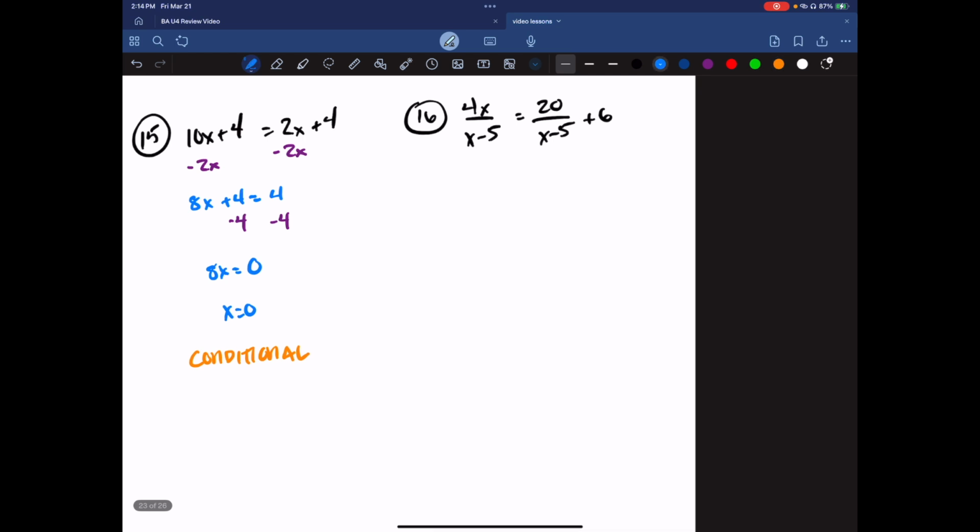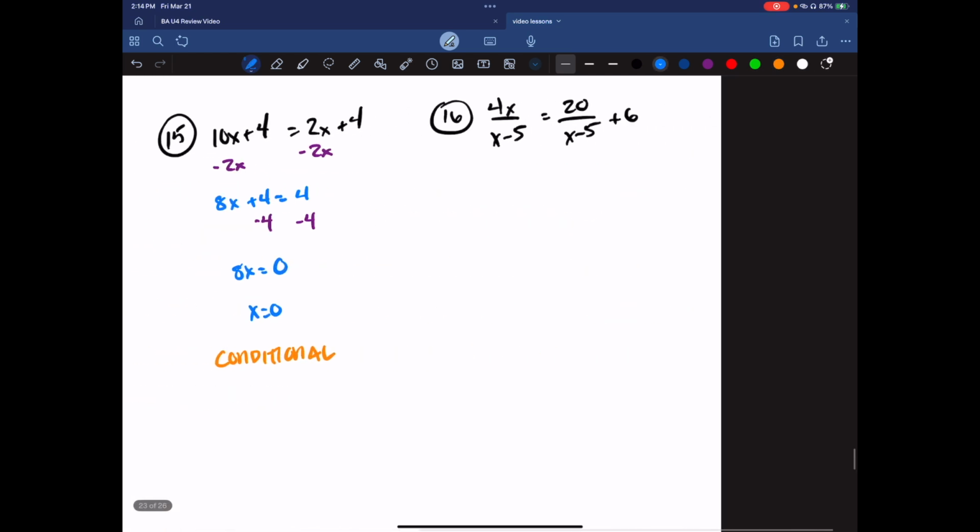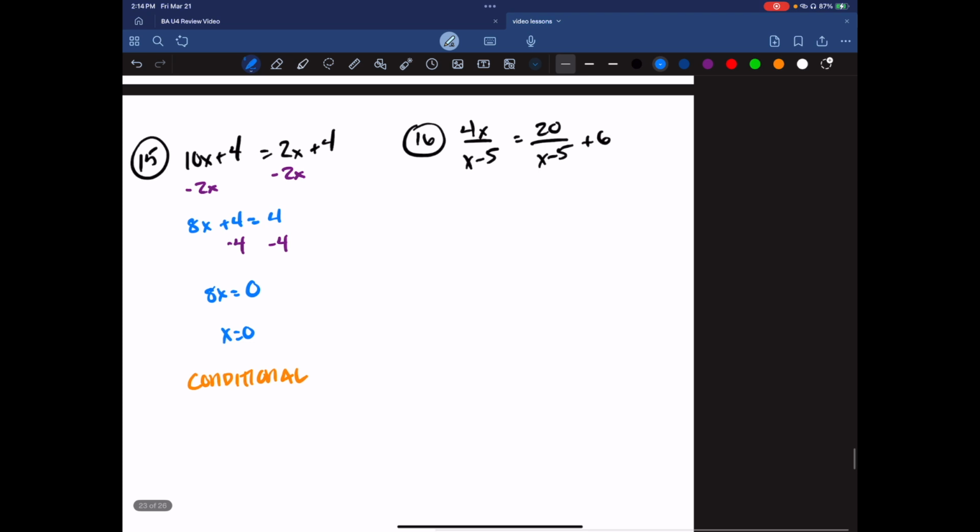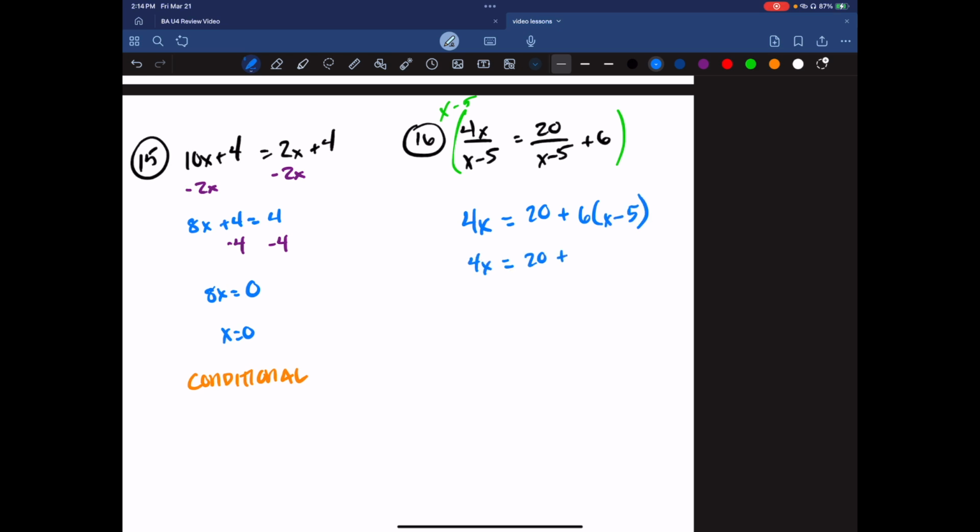Now, if you're using process of elimination, you might be able to guess what's going to happen with 16, but I'm not going to give it away just yet. Okay, I'm going to multiply everything by x minus 5. I'm going to get rid of my fractions. All right, so this is going to be 4x equals 20 plus, oops, 6 should be on the outside. 6 times x minus 5. 4x equals 20 plus 6x minus 30.